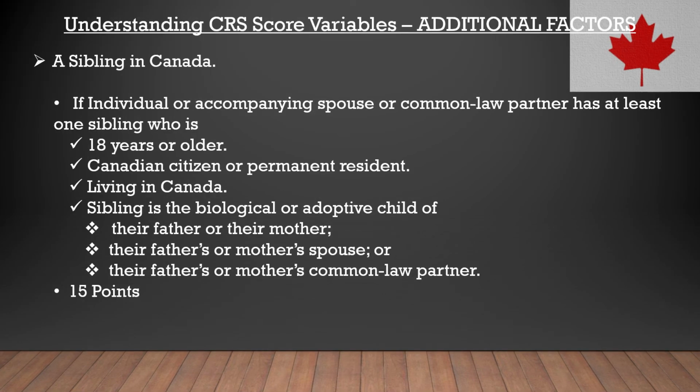And what does sibling means? Please check the information given on this slide. So it's very clear, second cousin, niece, nephews and all such things might rather will not work. There is a clear definition of sibling. You can have a sibling or your accompanying spouse can have a sibling. In either case you will get 15 points.